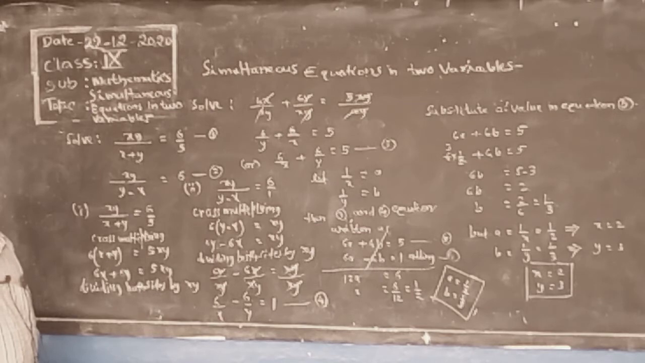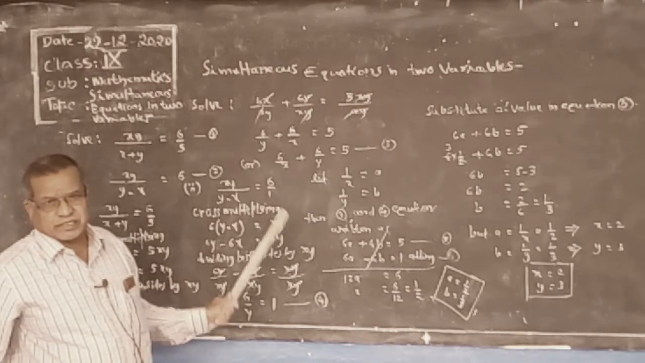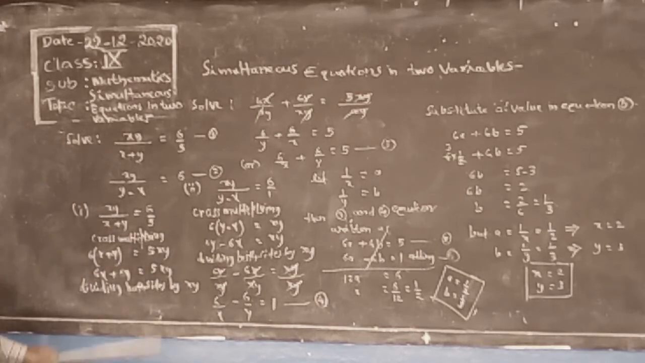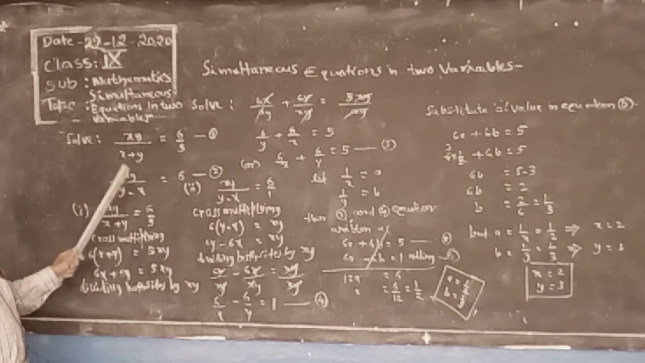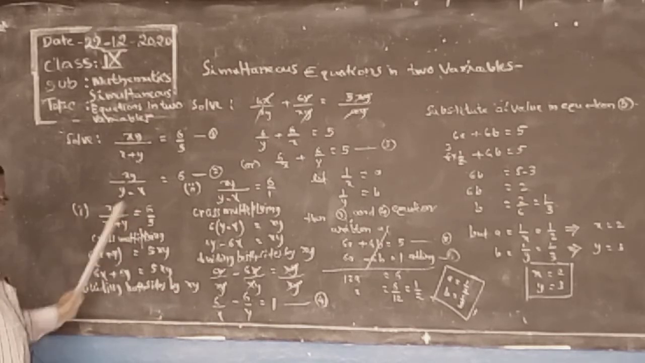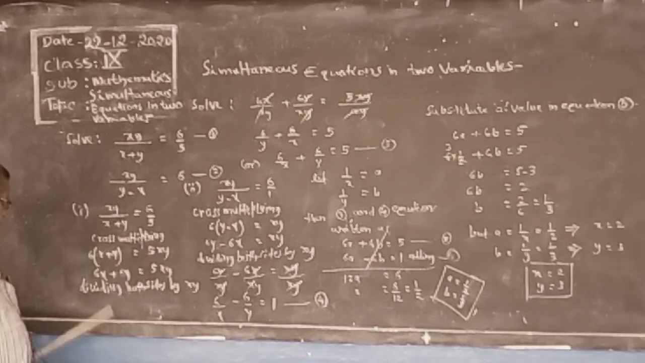These are the equations not in simple form. Simple equations means x and y variables are in the left side, the right side are only constants. So there is a possibility to convert these given equations into simple equations. First of all, take the first equation. xy by x plus y is equal to 6 by 5. Cross multiply. 6 of x plus y is equal to 5xy. 6x plus 6y is equal to 5xy.